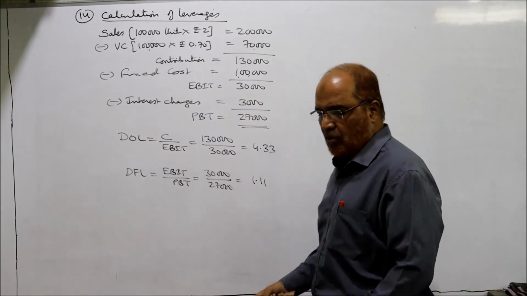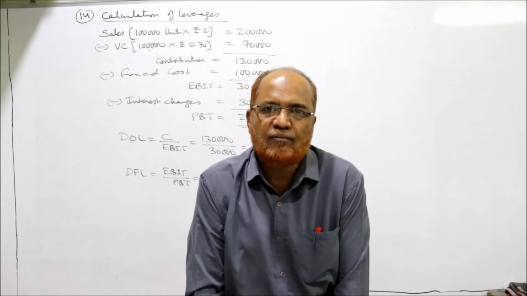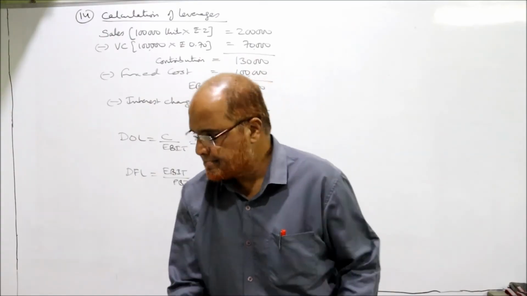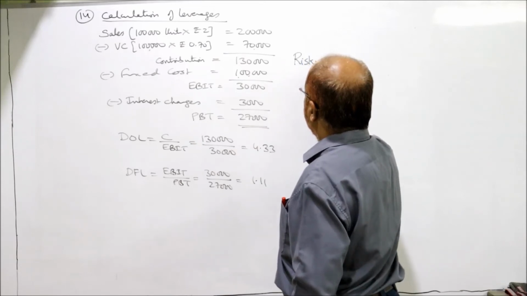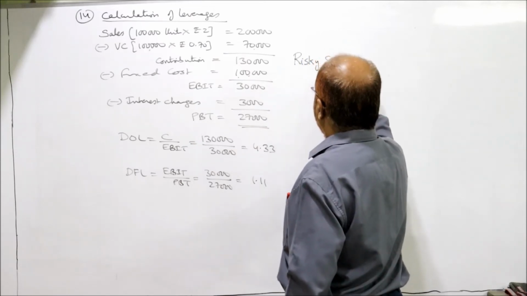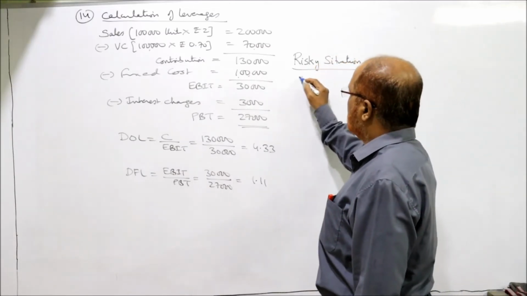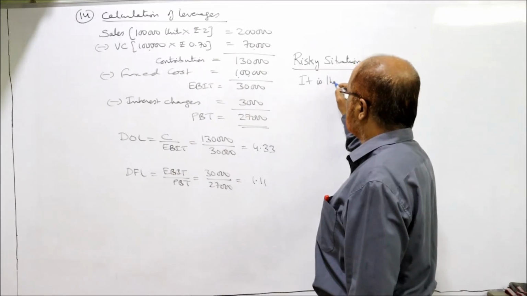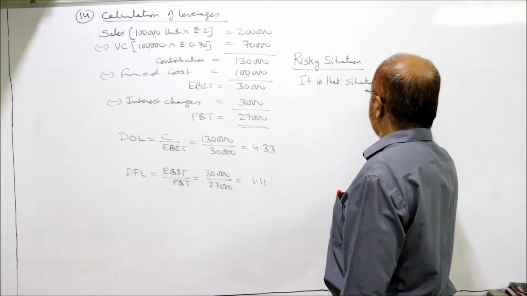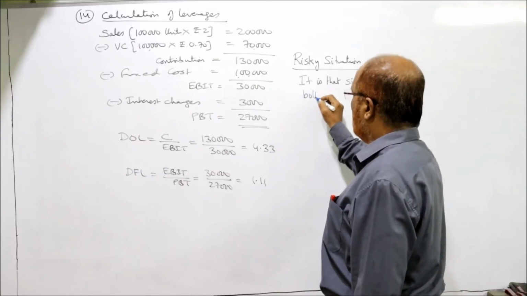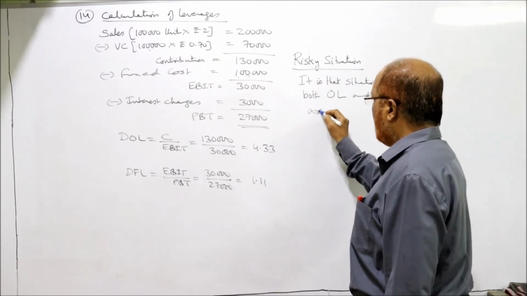In the theory session, we have already discussed that a risky situation is that situation where OL and FL both are high.